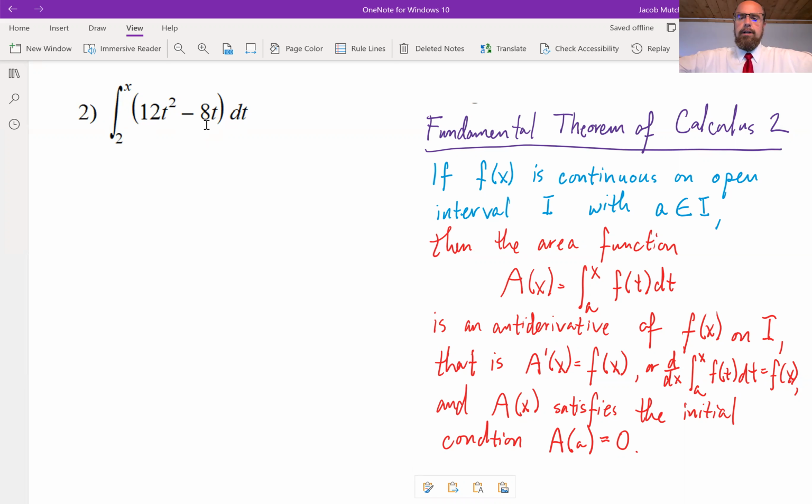The conclusion's there in red. Then the area function A of x equals the integration from a to x of f of t dt is an antiderivative of f of x on I. And we'll put that in 2 different ways. The first way is that the derivative of the area function is f of x, or spelled out more, d/dx of the integration from a to x of f of t dt equals f of x. We have that final part of our conclusion that A of x also satisfies the initial condition A at lowercase a equals 0.